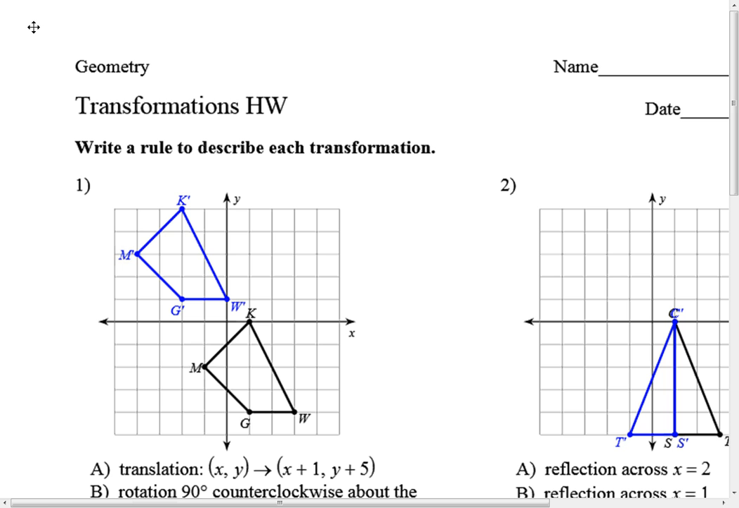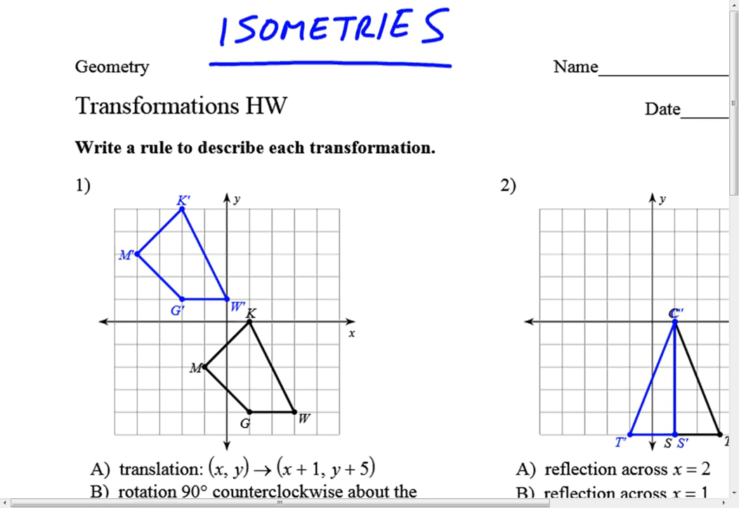At the top of this paper, write down the term isometry. You might see different versions of this word. It might be isomorphic. It might be isometry. It might be a plural, isometries. What we're referring to, at least this year, are reflections, rotations, and translations.